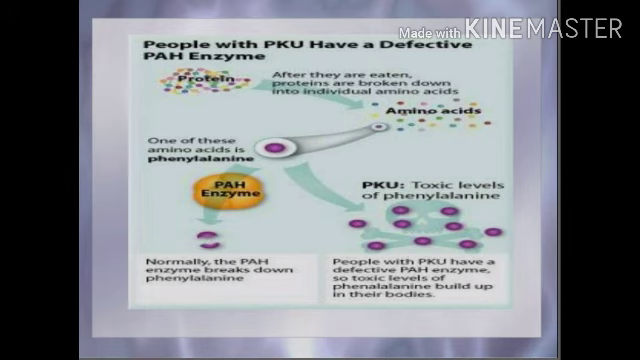People with PKU, that means phenylketonuria, have a defective PAH enzyme. After they are eaten, proteins are broken down into individual amino acids. One of these amino acids is phenylalanine. PKU is the toxic level of phenylalanine. Normally, the PAH enzyme breaks down the phenylalanine, but people with PKU have a defective PAH enzyme, so toxic levels of phenylalanine build up in their bodies.